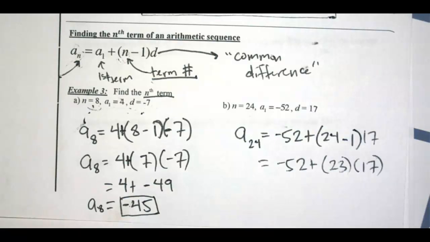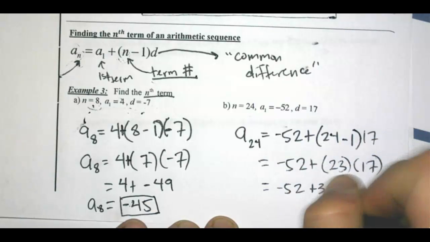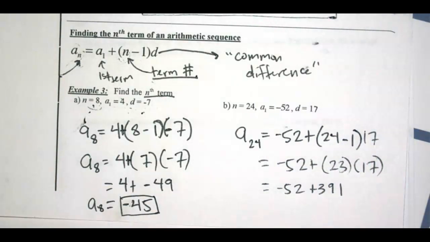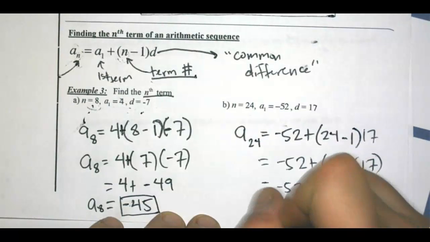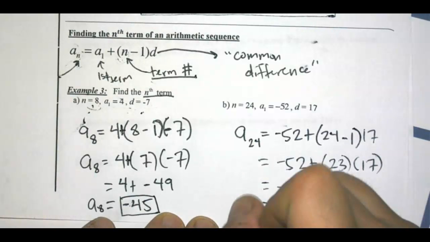So have a calculator handy. 23 times 17 is 391. So negative 52 plus 391. Just calculate that. 339 here. So 339 is the 24th term.